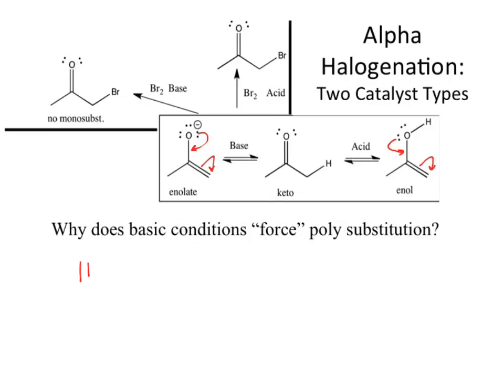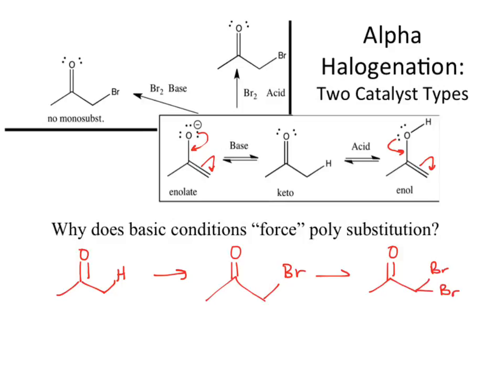Well, if we take a look at our starting material, after a single reaction, we substituted across and we now have our bromine. Why does this continue to react? But if I went under acidic conditions, there's still more hydrogens. If I go under basic, this continues. If I go under acidic, it stops.